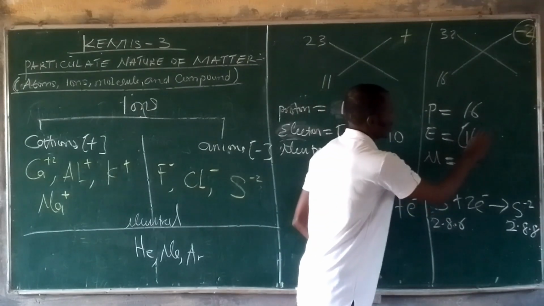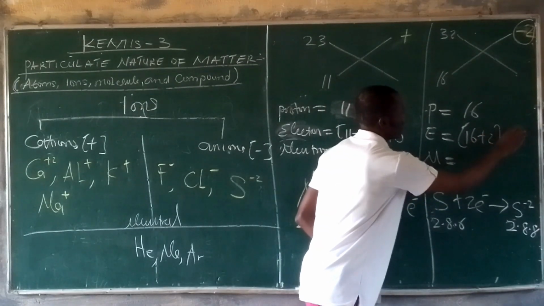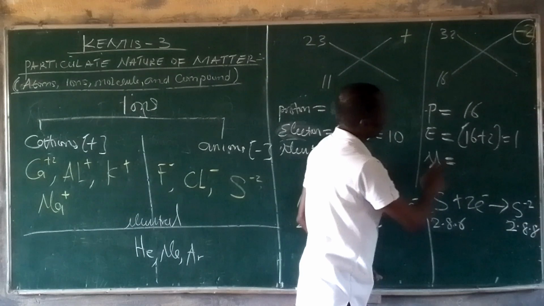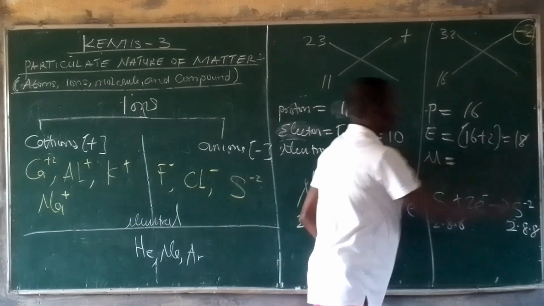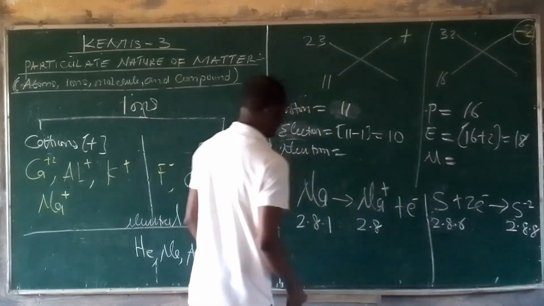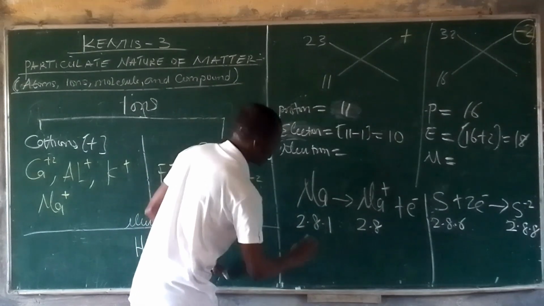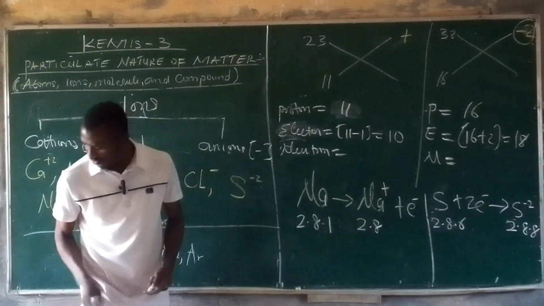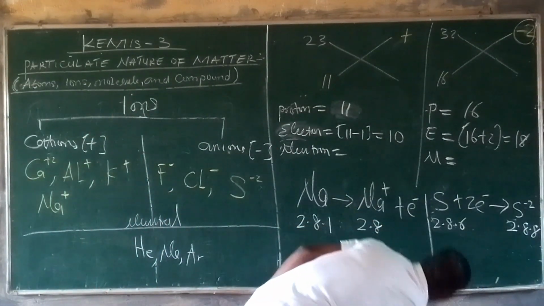So the answer here is 16 plus 2, and it is definitely 16, 17, 18. 18. Now let's go for the neutron. Let me make a space for myself. I'll need a space.